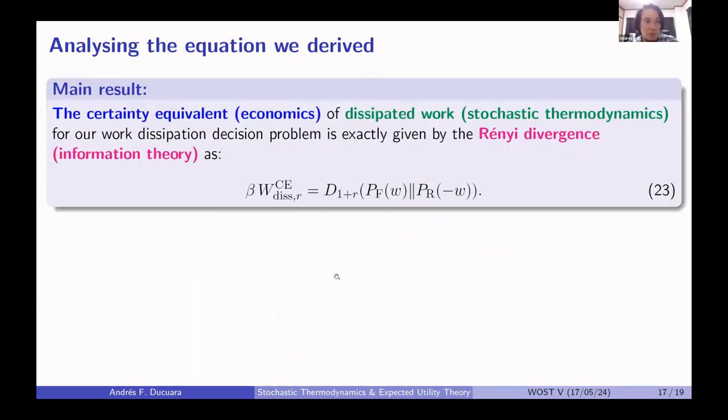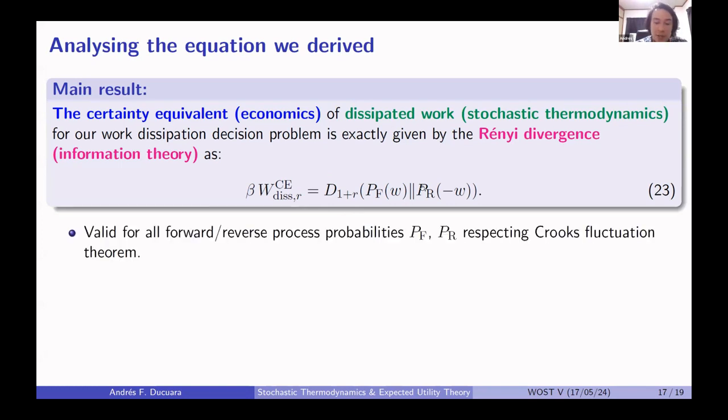So in principle, this is our main result. If we calculate the certainty equivalent, which is a concept in economics, of dissipated work, which is something from thermodynamics, for a decision problem involving work dissipation, we see that the certainty equivalent is exactly given by the Rényi divergence, which is an information theoretic quantity. So we can see here that these three fields interact very nicely with each other with this equation.